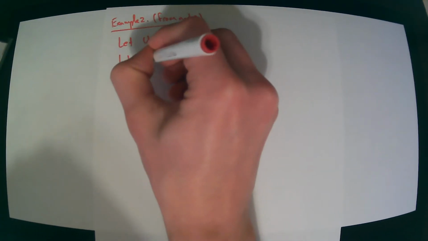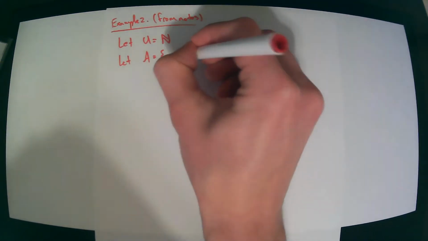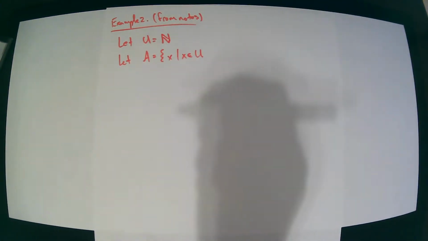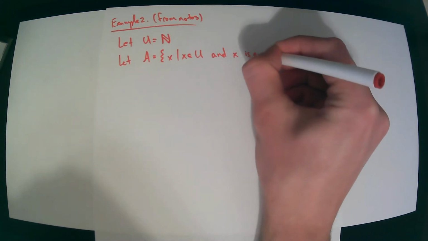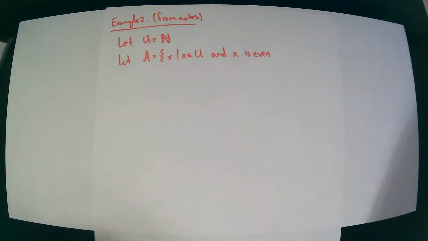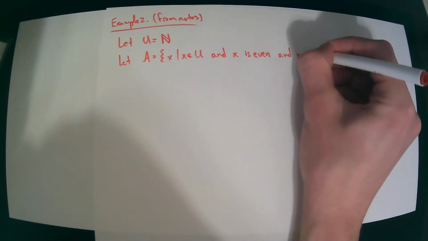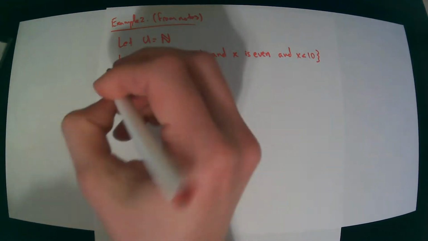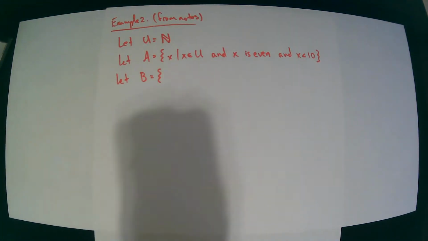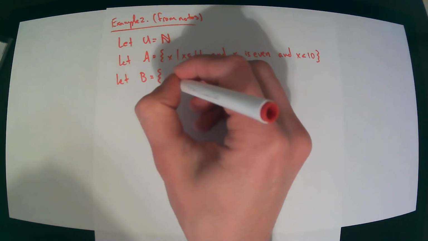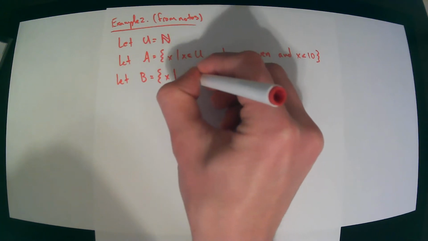Let A be the set of all elements x such that x is in U, so it's a natural number, and x is even. Okay, so that's like 2, 4, 6, 8, 10, etc. And x is less than 10. Okay. So that severely limits this set. That's okay. Let B equal the set of all... I didn't write it correctly in the notes. I missed the initial part of it.